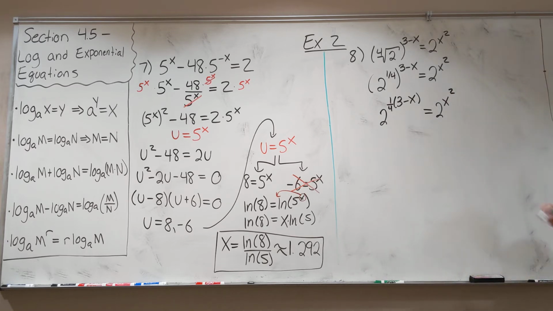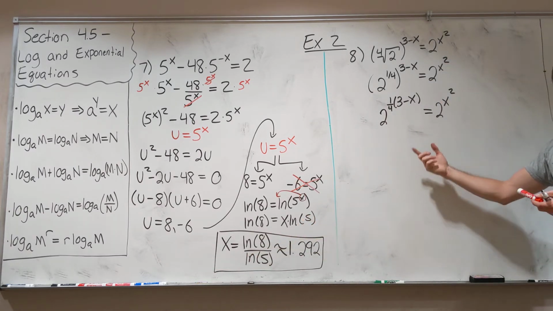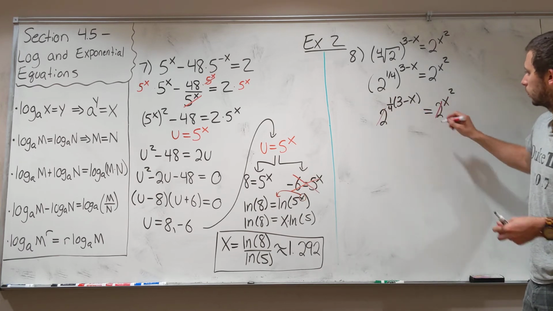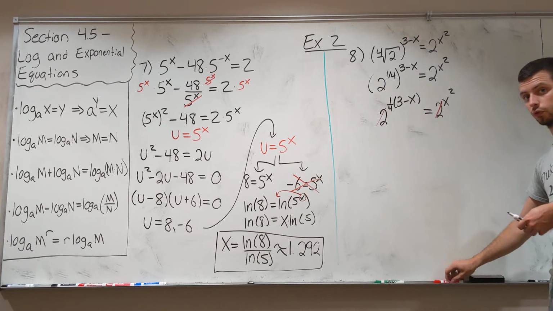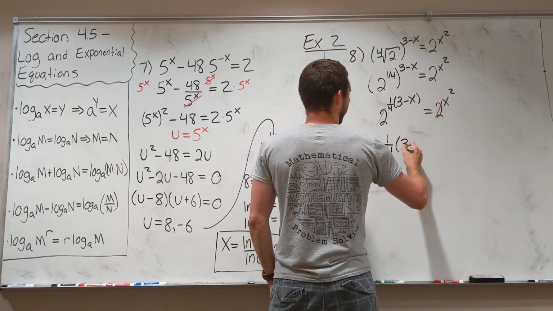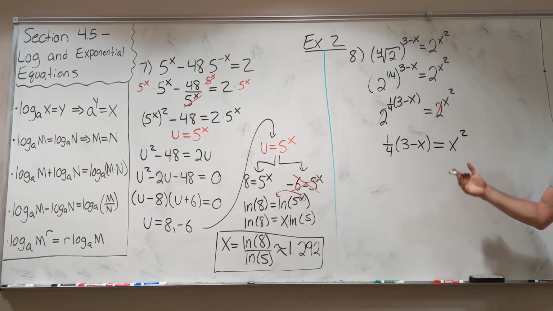Just like that. And once you have this, then you can cancel out the common bases like we did in that first problem of example 2. So the 2's cancel, everything else drops down. So that would be 1 over 4 times 3 minus x is equal to x squared. And it is a quadratic.